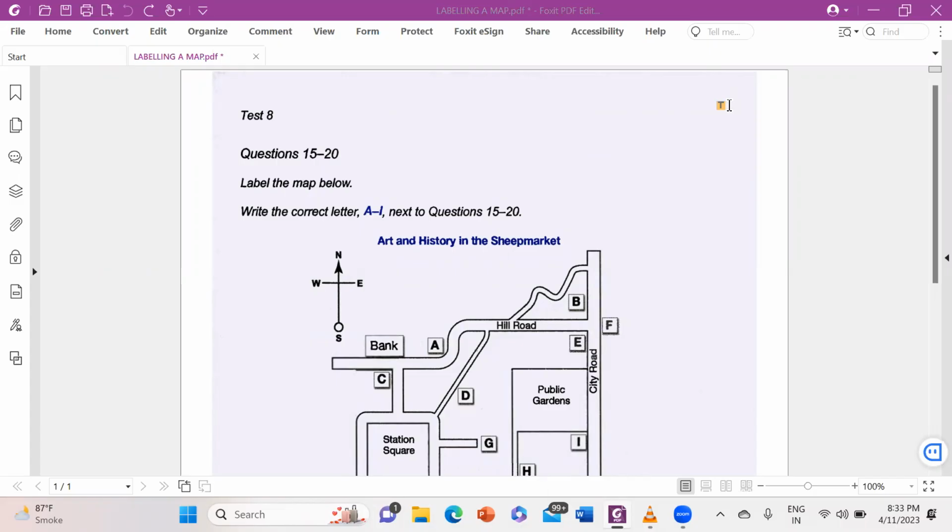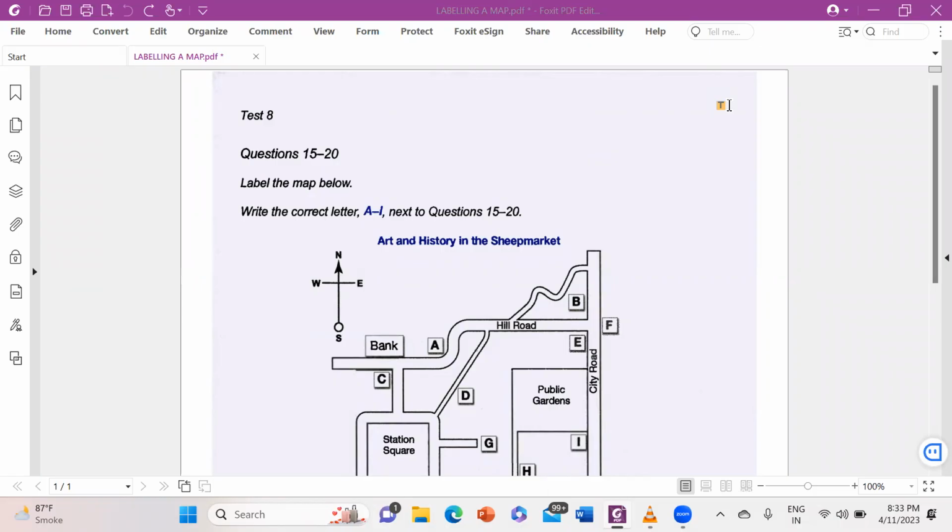Today I'm going to do listening, where I'm going to cover one of the most important and one of the most challenging questions, that is labeling a map. The primary reason behind doing this lesson is many students find this question very challenging.